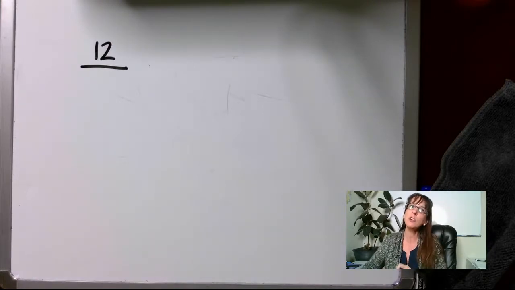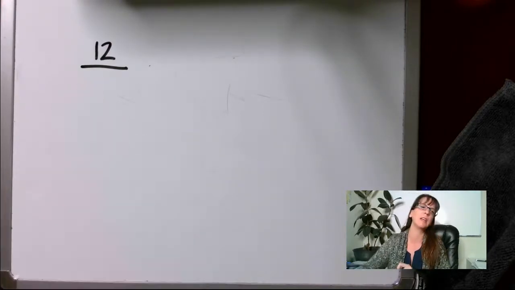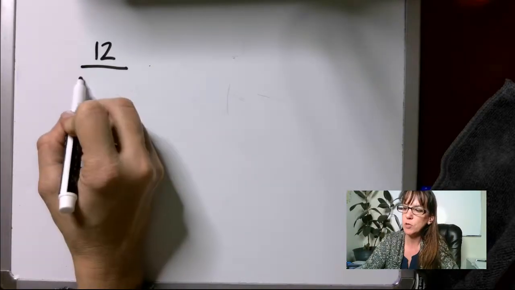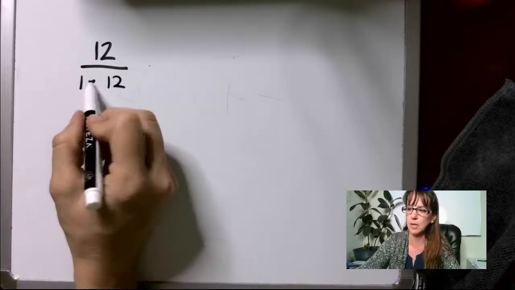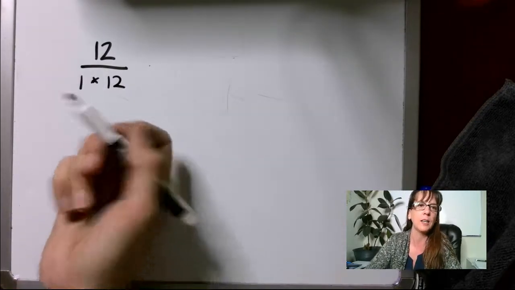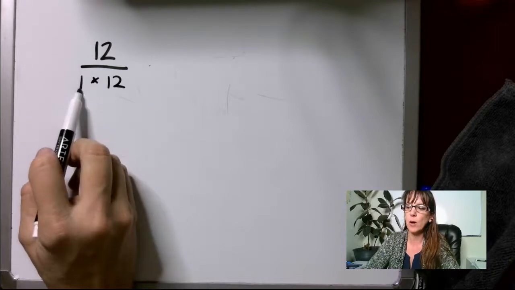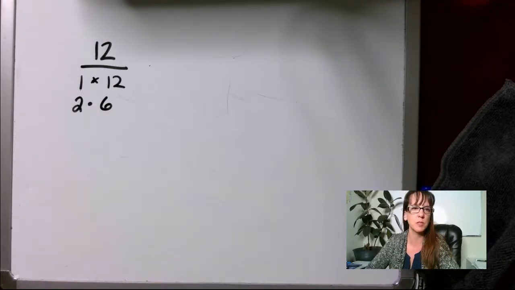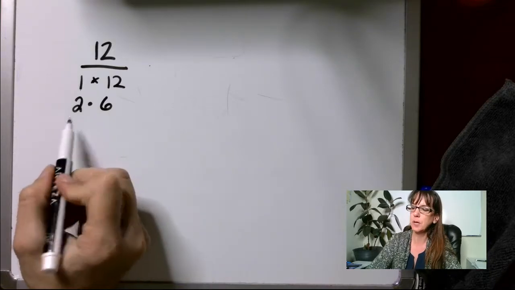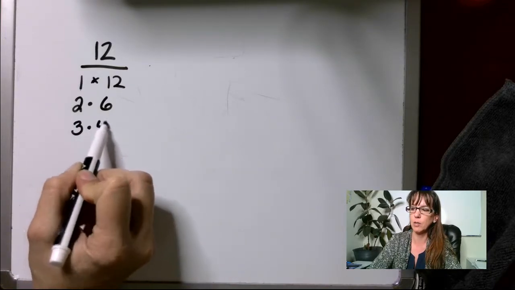So guys, what I want you to do is always start by writing your number like this and then underlining it. Then you're going to start with your easiest one, which is 1 times 12. I usually use a dot, sometimes I use an X. Either way, doesn't matter. After 1 comes 2. 2 times 6 goes into make 12. After 2 comes 3. 3 times 4, we know that makes 12.